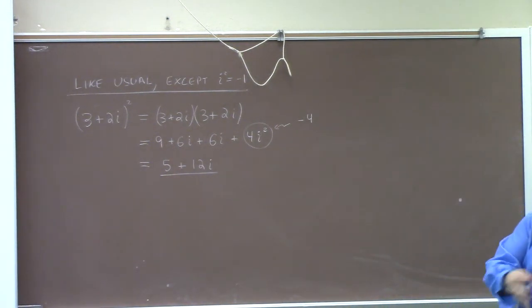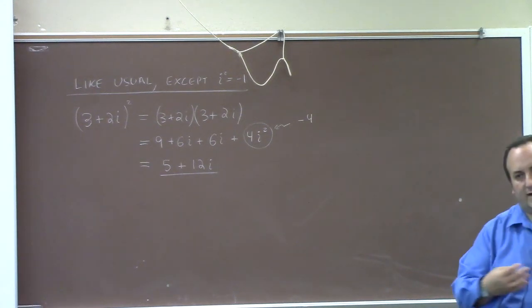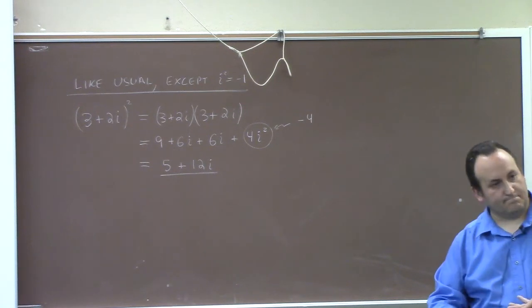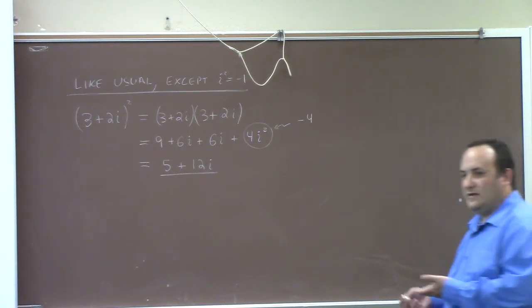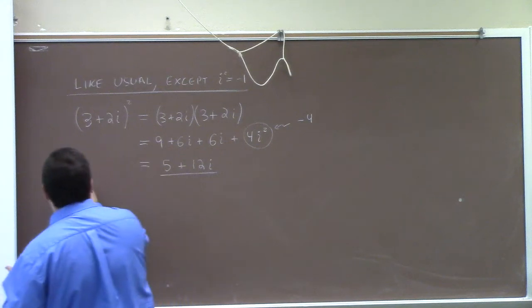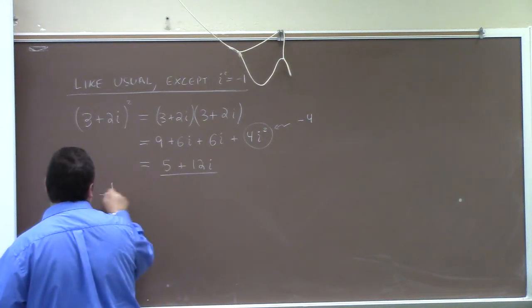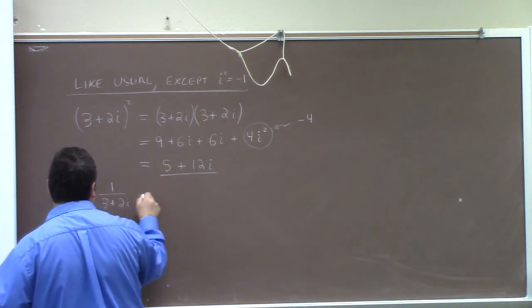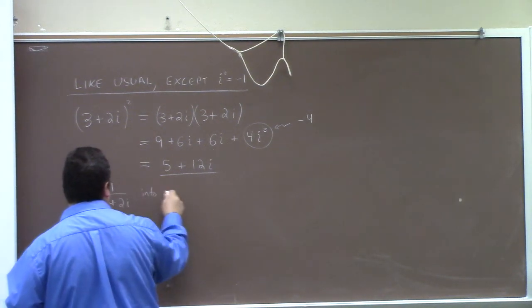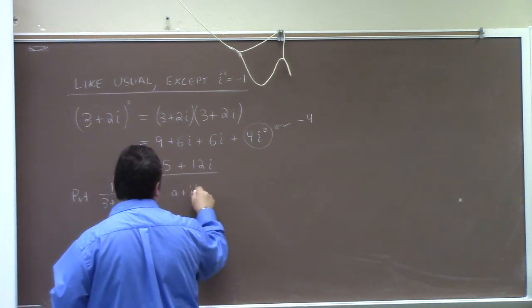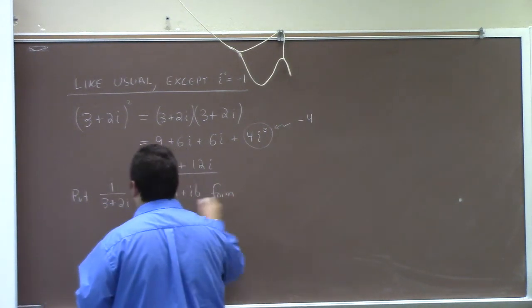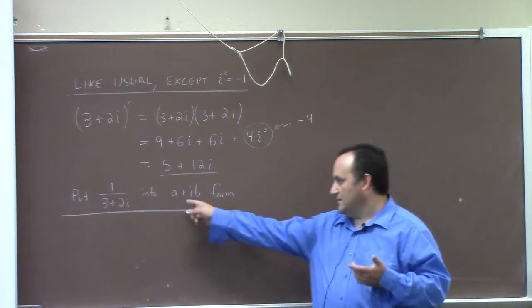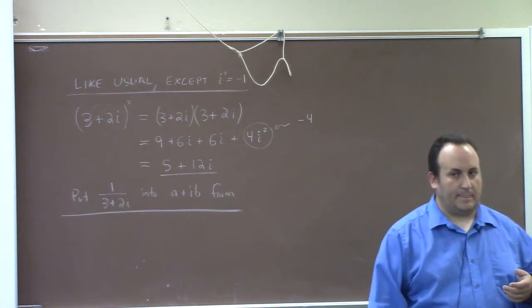Now, where it gets trickier is, suppose you're given a complex expression and you're asked to put it into its Cartesian form. There is where you get into some of the tricks. So put 1 over 3 plus 2i into a plus ib form. This is a different example. This is the so-called Cartesian form. So how do you do that?